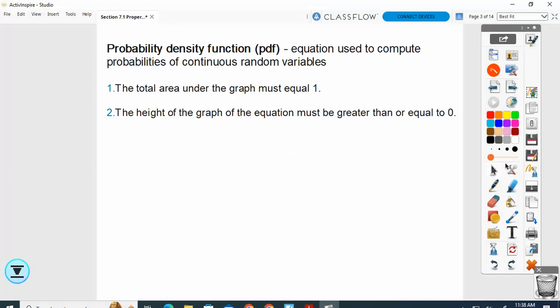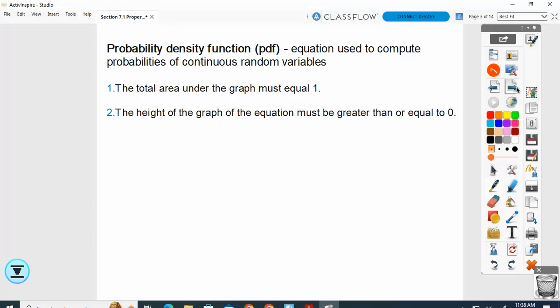However, when we're looking at them, we'll look at graphs, and when we're talking about it, the total area under the graph, which is like your total probability, has to be 1. Okay, because probability always adds up to 1. And the height of the graph must always be greater than or equal to 0, because can you have a negative probability? No. So same rules that we had before. We're just looking at continuous data.